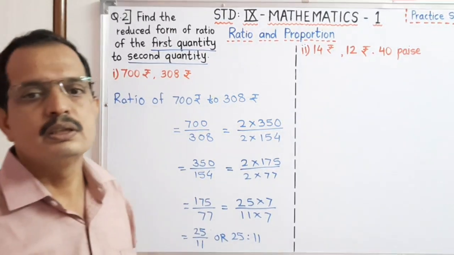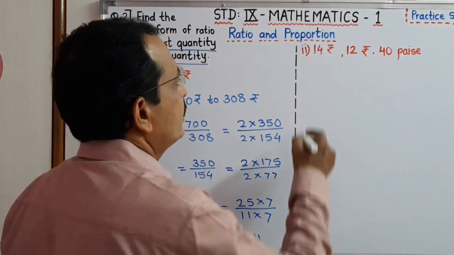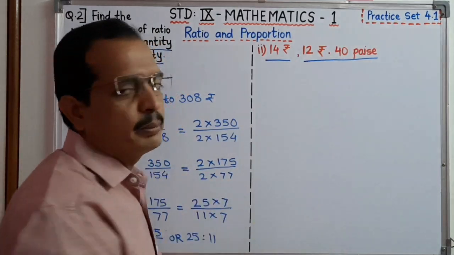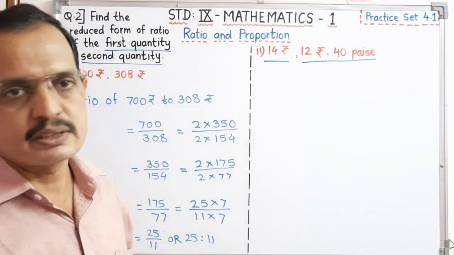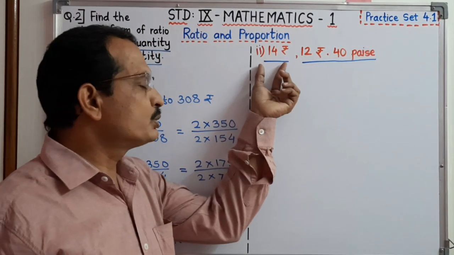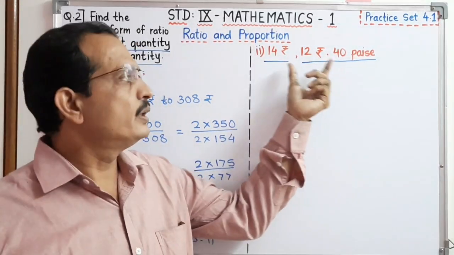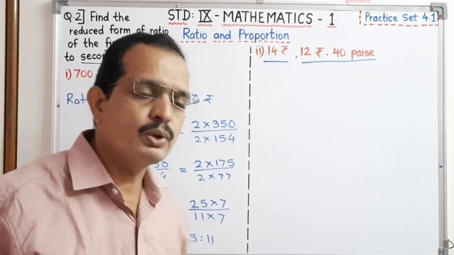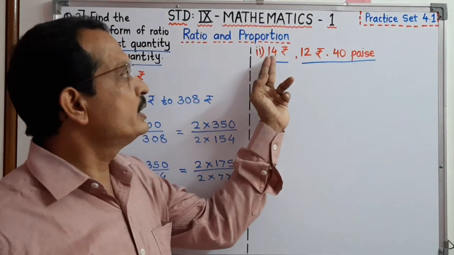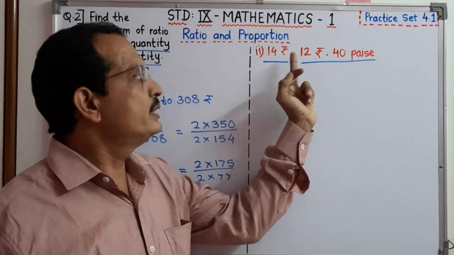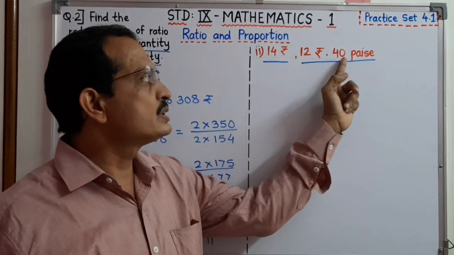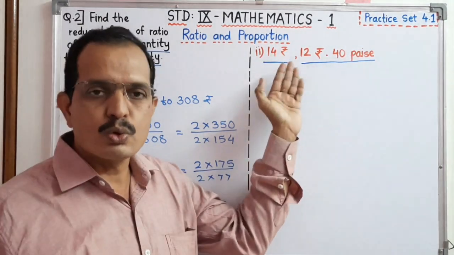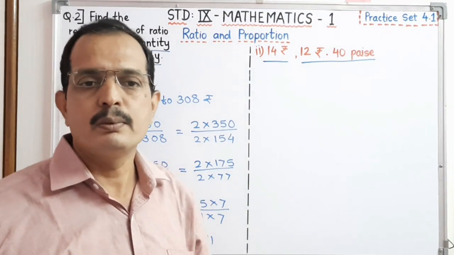Now see the second sum is given. Here 14 rupees and 12 rupees 40 paise. Dear student, in this case both quantities are in different units. Therefore first of all we have to convert them into the same units. See dear student, it is 14 rupees and this second quantity is 12 rupees 40 paise. Therefore these two quantities we have to convert into paise.